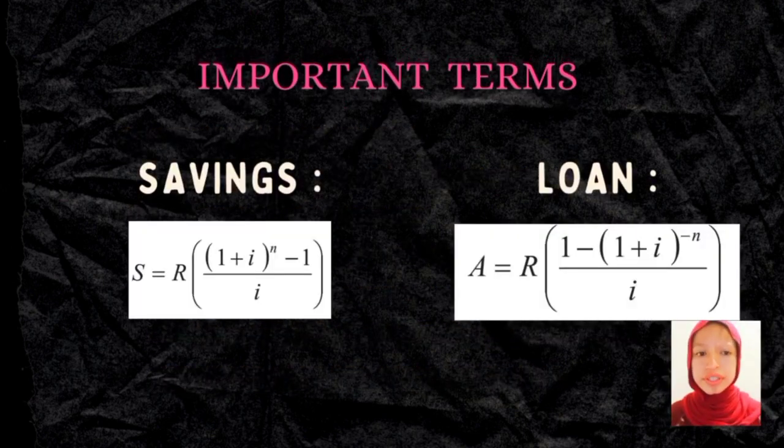The formula of savings is S equals R brackets 1 plus I to the power of N minus 1 over I. Meanwhile, the formula of loan is A equals R brackets 1 minus brackets 1 plus I to the power of negative N over I.